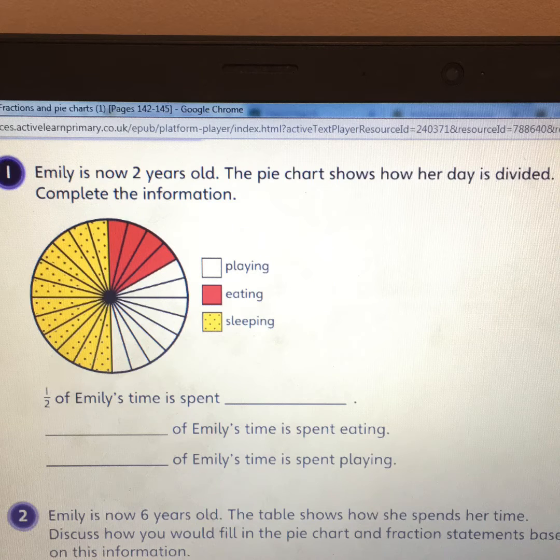Right, think together time then. So Emily is now 2 years old. She's grown up very fast. And this is her new pie chart into how her day is divided. So I'm going to fill in the blanks. Half of Emily's time is spent something. Something of Emily's time is spent eating. And something of Emily's time is spent playing. And I would like it as fractions, please.